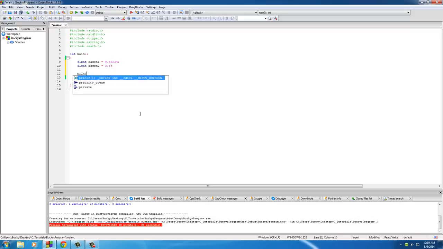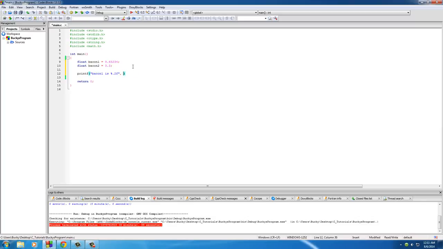The first thing I'll talk to you guys about is floor. So we'll just print out the final number right now. So we'll put "bacon 1 is", and we'll just print out the 2 decimal places. Why the heck not? %0.2f, and of course right here we want to put in bacon 1.